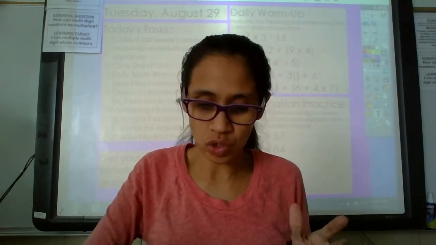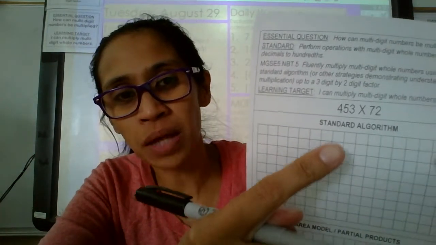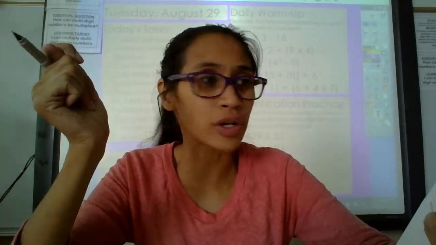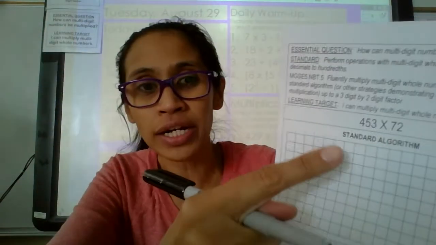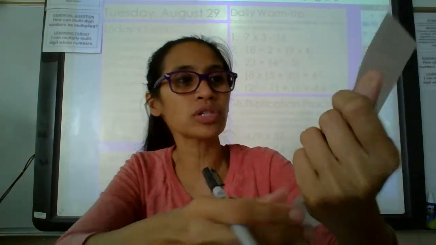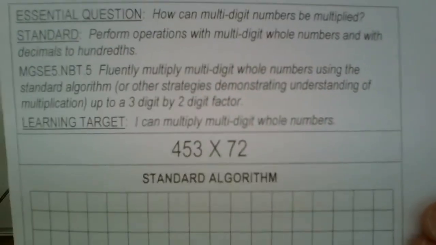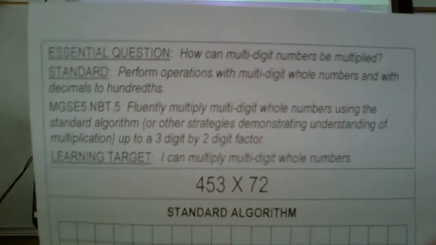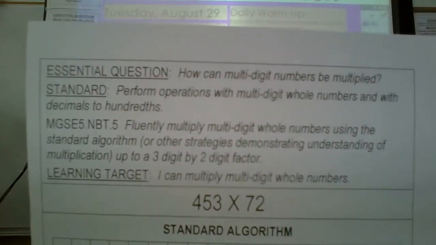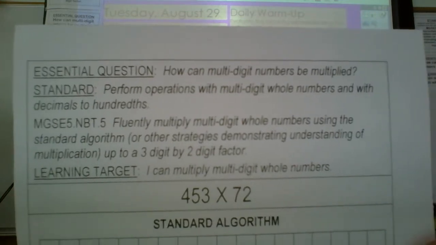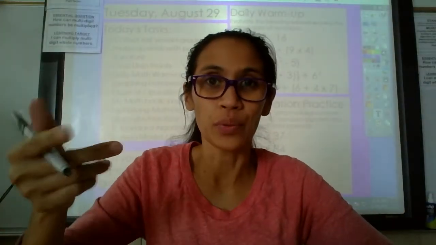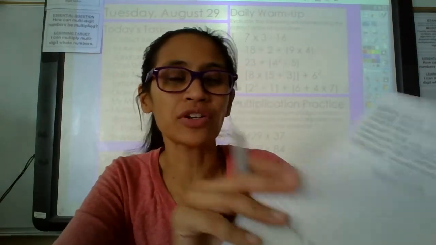All right. So we're going to multiply 453 times 72. And guess what? When you're done and you know how to do it, you can say your learning target: I can multiply multi-digit whole numbers. Bam, right there. Make sure you read your essential question, standard and learning target. Pause the video right now to read that. All right. We're back. So let's start with the standard algorithm, 453 times 72.